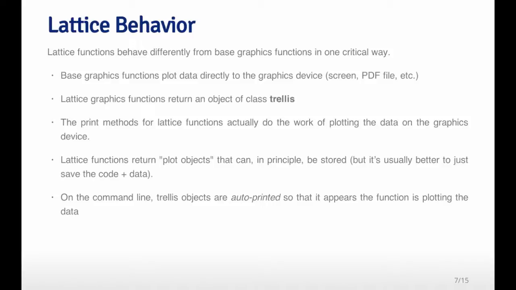So there is a two-stage aspect there, but most of the time this aspect is invisible to the user, because when you call a function like xyplot, it returns an object of class trellis, but then it auto-prints that object, and so the auto-printing feature of R will make it so that it automatically sends the plot to the graphics device. So most of the time you don't have to worry about this two-step process. But it's worth noting that you can, in theory, save the plot object to an R object, and then it'll be sitting in your workspace. Now, you can theoretically store that object, but it's probably not wise to do this. It's better to save the code that generates the plot and the data.